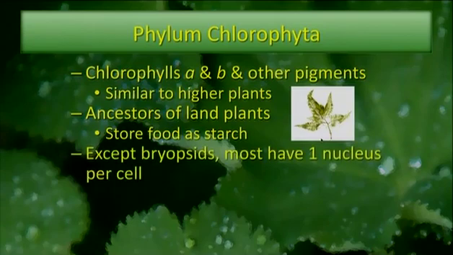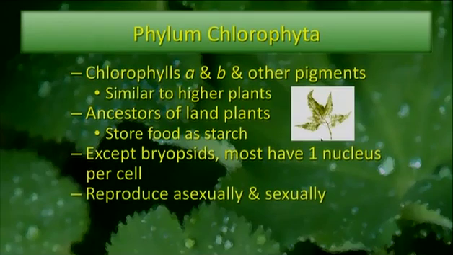Except for a group of green algae called the bryopsids, most have one nucleus per cell. Bryopsids are coenocytic. That means that they don't have cross walls, so they have more than one nucleus per cell, maybe even multinucleate. And they reproduce asexually and sexually, so they have variety in terms of the reproductive life.